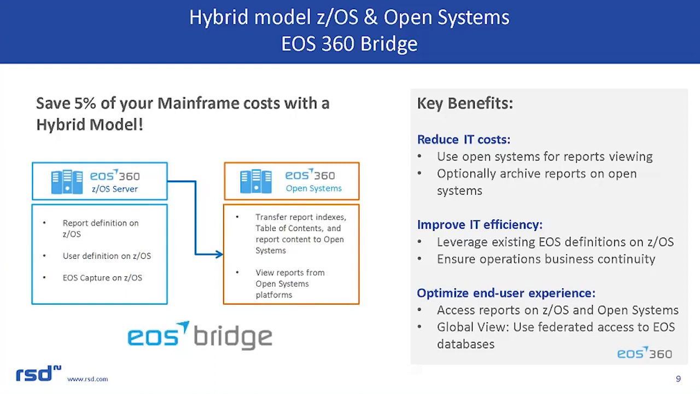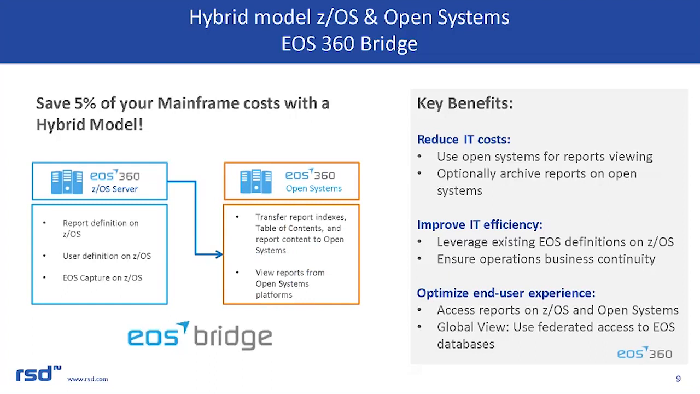Finally, this step shows the EOS 360 open system environment as the recipient of the appropriate indexes, table of contents, and report content. The online viewing of these reports can be provided by EOS 360 running on the open systems environment instead of using resources on z/OS for online viewing. In either case, the user would use EOS Access for viewing these reports.